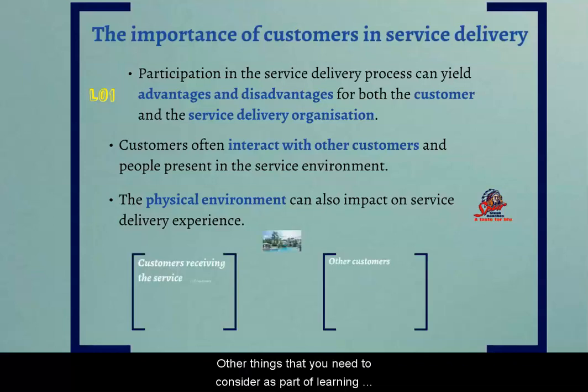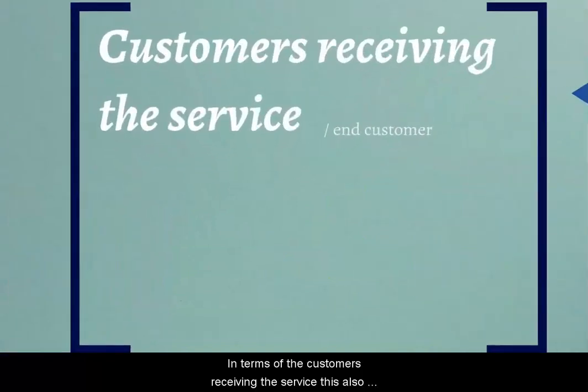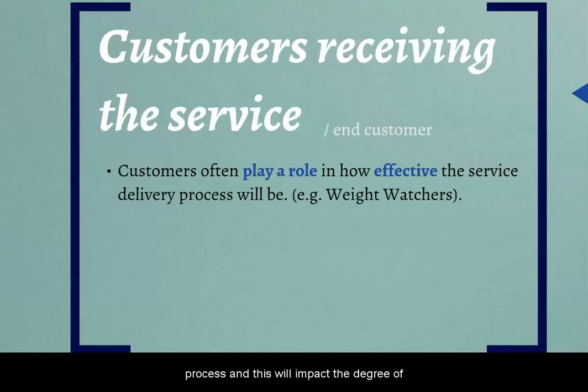Other things that we need to consider as part of learning outcome 2 are the customers that receive the service and other customers in the service organization that are also going to receive the service. In terms of the customers receiving the service, this is also referred to as the end customer. Customers often play a role in how effective the service delivery process will be. Through their action or inaction during the service process, the customer will influence the success or failure of the service delivery process, and this will impact the degree of customer satisfaction.